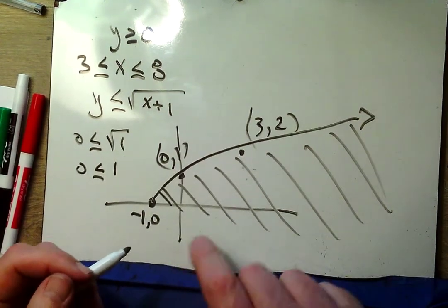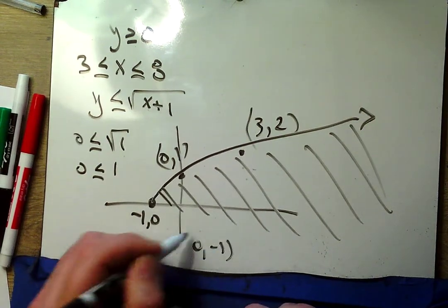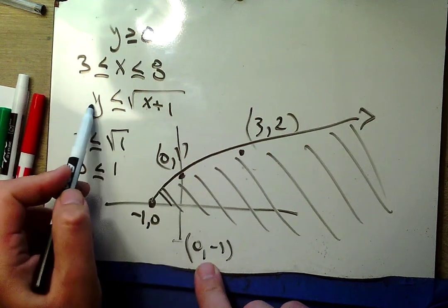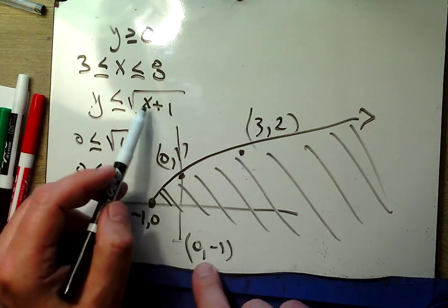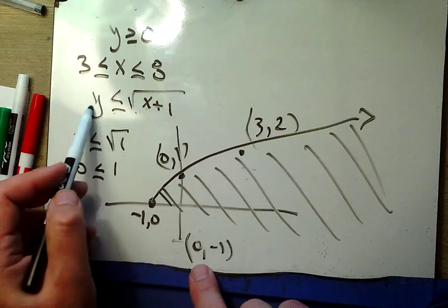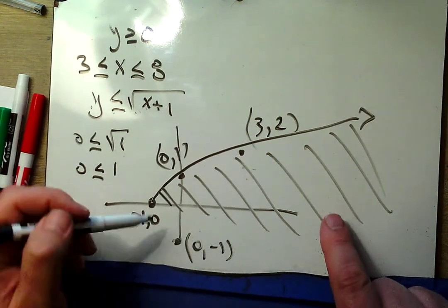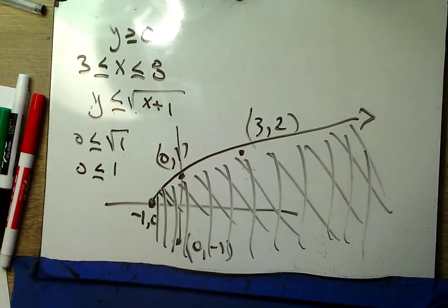Yeah, I'm not quite sure. So let's try something like 0, negative 1. If I plug in 0 here and negative 1, well, yeah, that works, because then I've got 0 is bigger than or equal to negative 1. So I'm not bounded by the x-axis. This goes down forever. Okay?